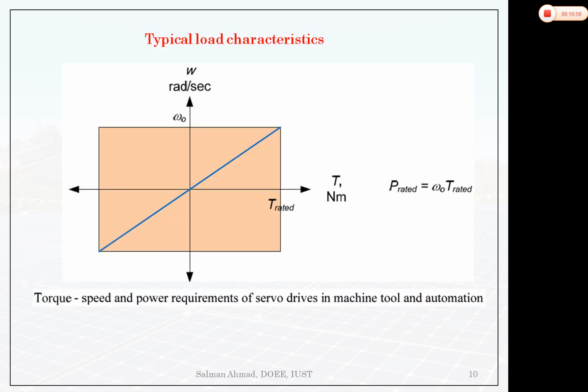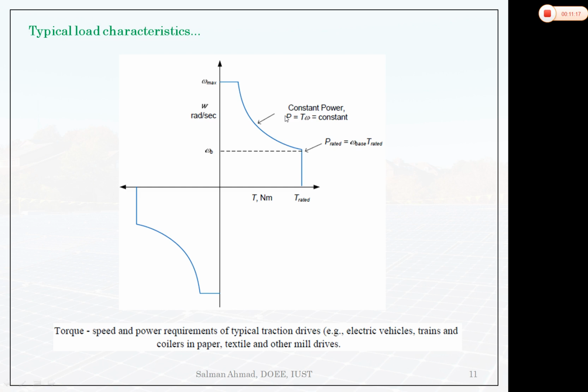Now typical load characteristics. This is a servo load. So useful torque, what kind of characteristics will that be? You can see from this. Load speed-torque characteristics of a servo mechanical drive for tool and automation applications are like this. Then this is for traction and electric vehicles. You can see it is a constant power drive.